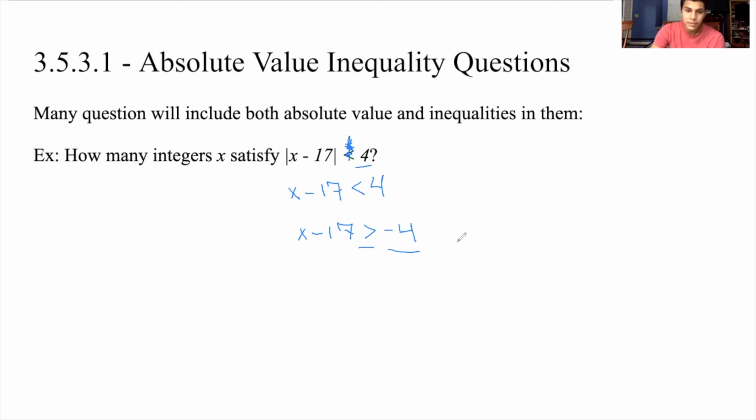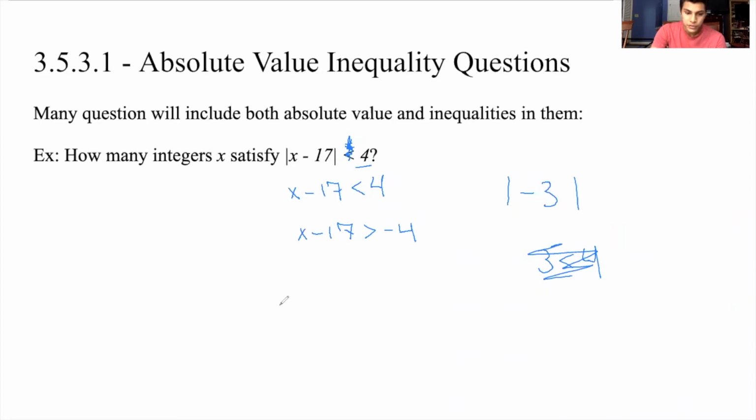If you think about it, that makes sense, because if x minus 17 was negative 3, for example, then if you put this in the absolute value, that would become 3, and that satisfies the original inequality. 3 is less than 4. So that's why you flip the sign. Now that we flip the sign, we need to solve both of these inequalities, and then use it to figure out how many integers satisfy.